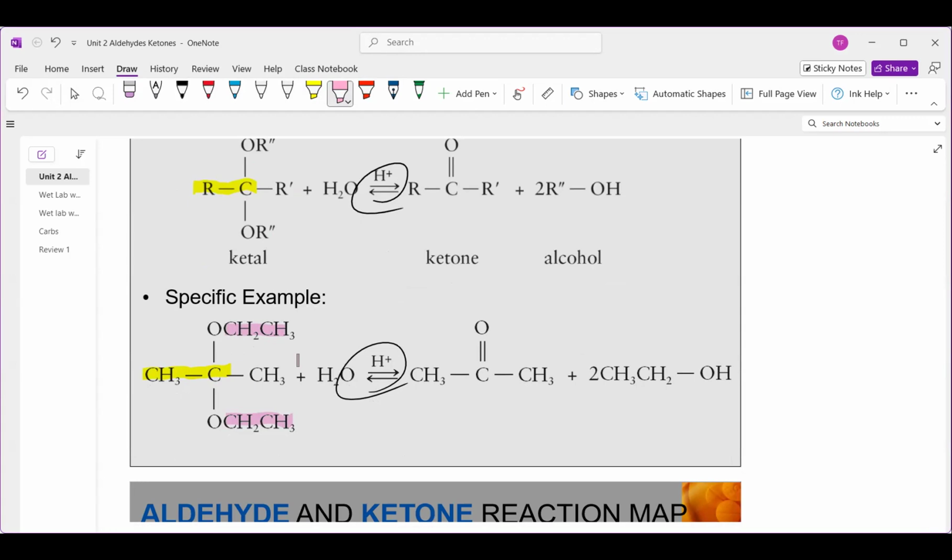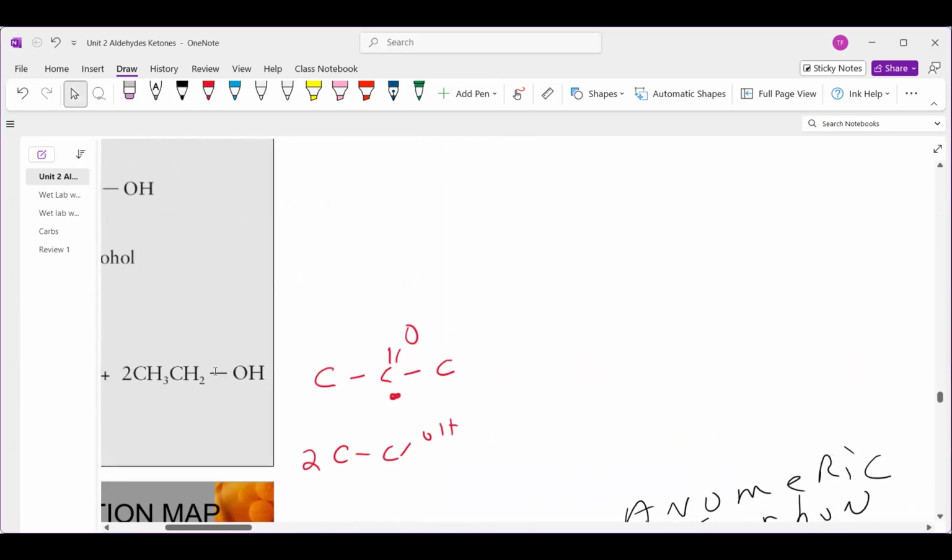And so we have a 3-carbon backbone ketone, and the anomeric carbon is in the middle here. That's where the ketone forms. And then you have the alcohols here, 2-carbon alcohol. There's 2 of those. If we had an aldehyde version of that, there.